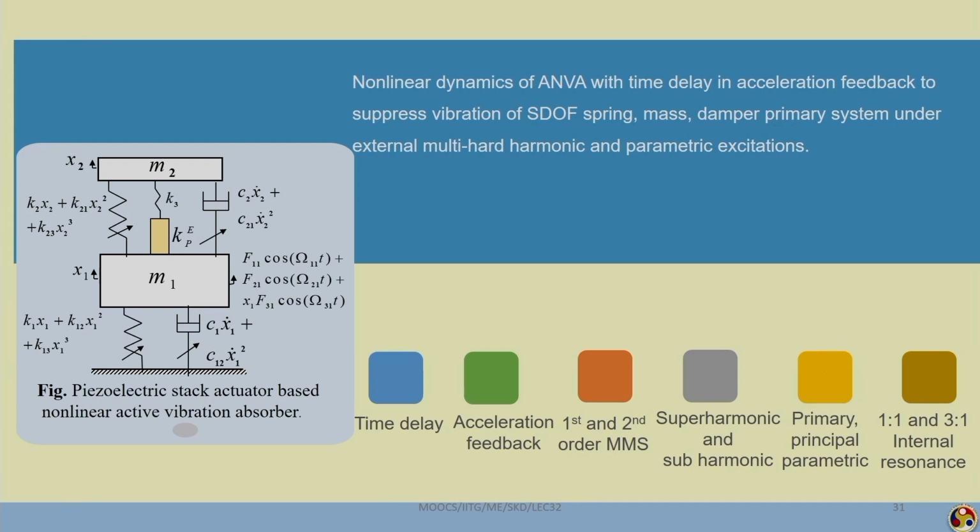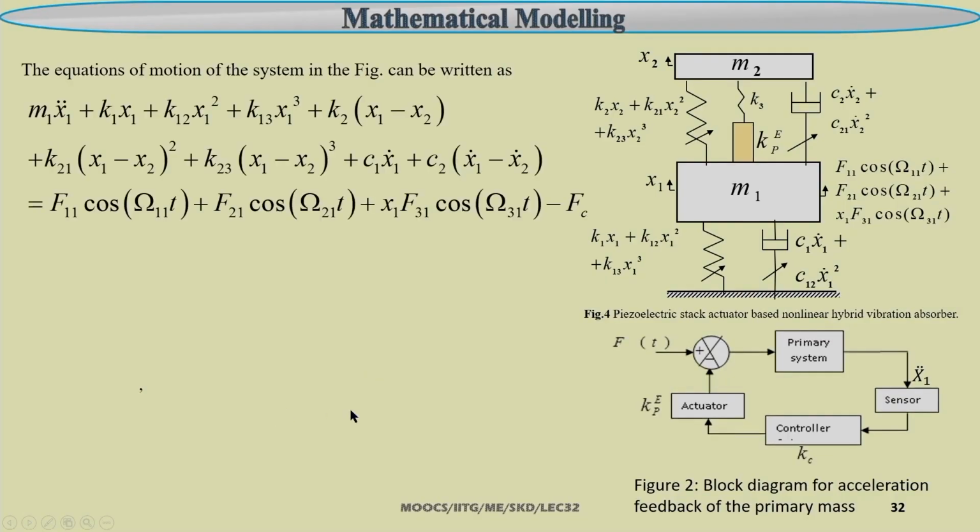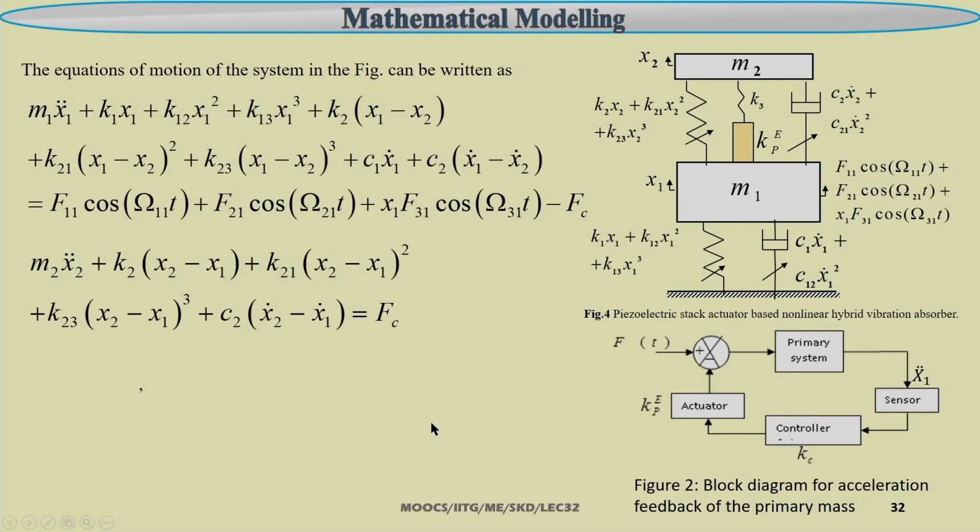By taking this quadratic damping in both the primary system and the secondary system, and the forcing due to the spring stiffness up to cubic order, we can write down this equation of motion. After writing this equation of motion, we can apply control force similar to the previous case. Here the control force Fc is taken by using acceleration feedback, equal to Kc into x1 double dot. The equation of motion can be written in this way.